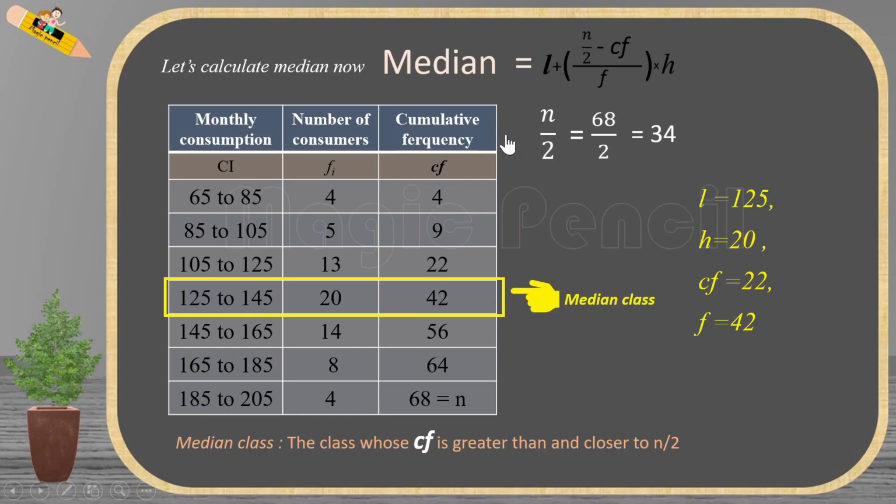See here, L stands for the lower boundary of the median class, that is 125, and h is the height of the class. The difference between 125 and 145 is 20. So that is what we have written here.